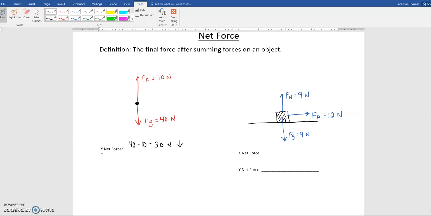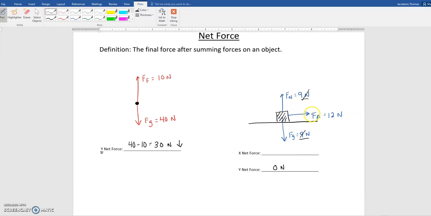The problem on the right: we're going to end up having forces vertically and horizontally a lot of the time. So in this problem, we have a 9 newton force that is upwards. That's the normal force. And we have a gravitational force downwards of 9 newtons. And those actually are going to cancel out. Those will cancel out a lot of the time. And we get a net force in the y direction, the vertical plane, of 0 newtons.